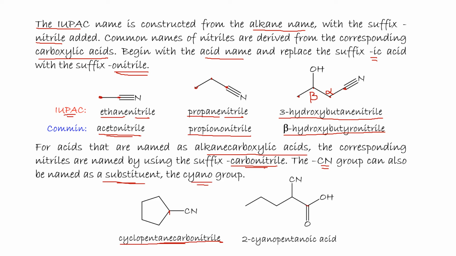The cyanide, the CN group, can be named as a substituent, the cyano group. Here we have 1, 2, 3, 4 carbons with a senior group, we'll get to that later, the carboxylic acid. So the compound will be named as a carboxylic acid. 1, 2, 3, 4, 5. It's pentanoic acid. This is carbon number 1 and this is carbon 2. On number 2 we have a cyano group. So the compound is 2-cyanopentanoic acid.